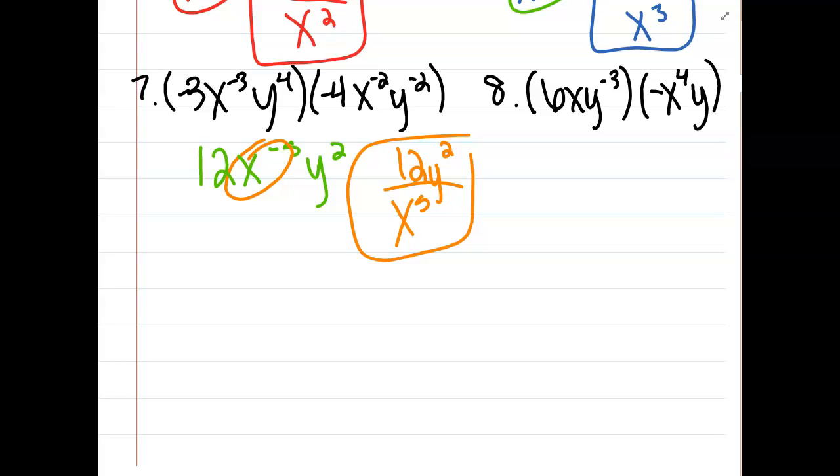What number is this? It's a negative x. What's in front of the x? A 1. That's actually a negative 1. So you're going to take 6 times negative 1, and you get negative 6. I would take x to the 1st times x to the 4th. I would get x to the 5th. Add 1 plus 4. And then y to the negative 3 plus 1, y to the negative 2nd.